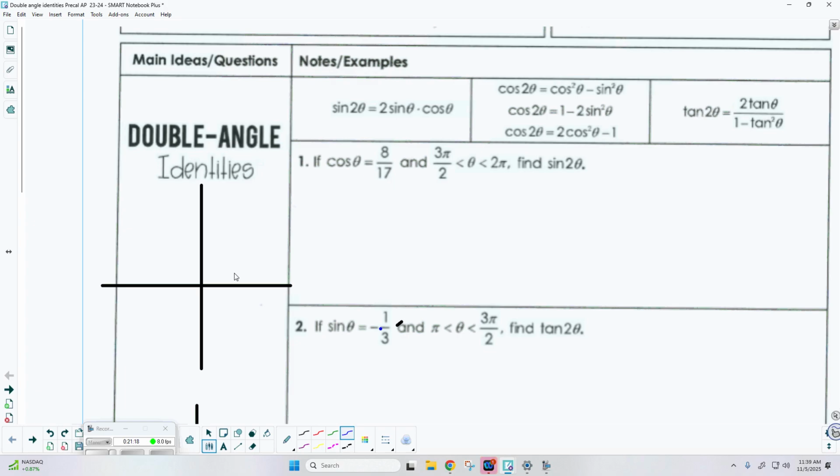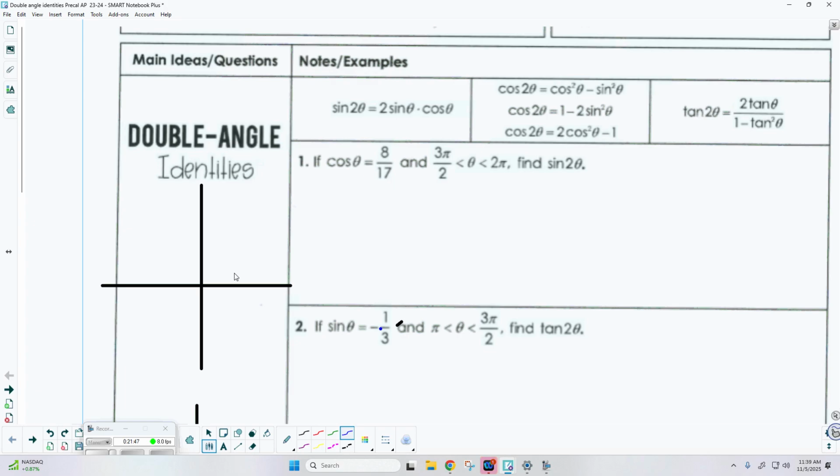And I saved cosine of 2 theta for the end because it's the most unique. It has 3 equivalent identities that you can use: cosine squared minus sine squared, 1 minus 2 sine squared, or 2 cosine squared minus 1. All of those equal cosine of 2 theta, and it does not matter which one you use. It will still get you to the answer you're looking for. Okay, well, let's look at a couple of these problems.